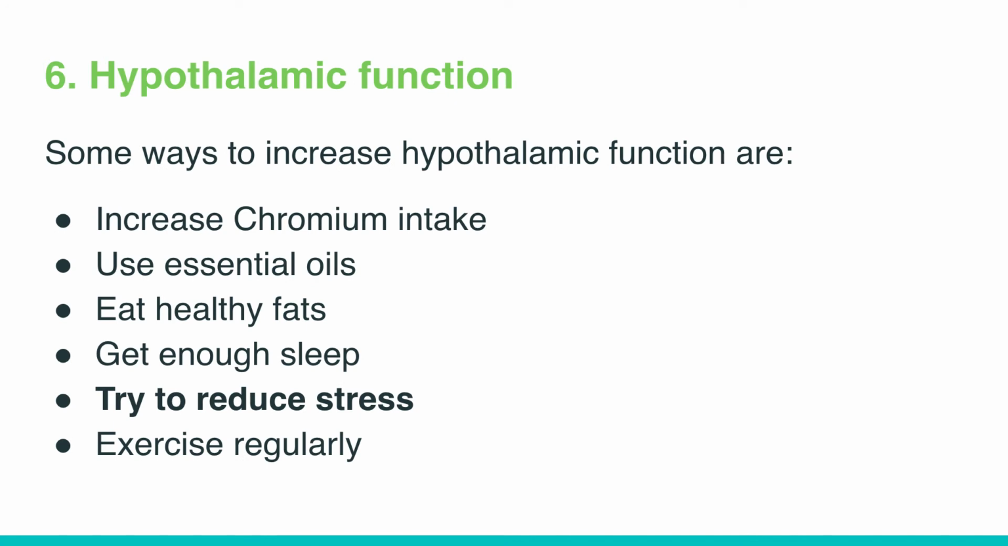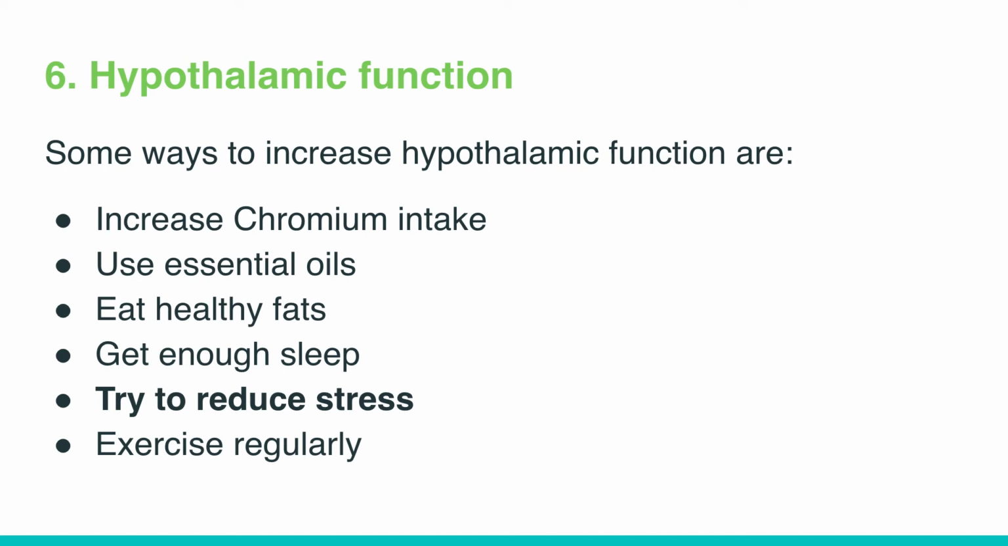So, hypothalamic function. These are some ways to increase your hypothalamic function. Increase your chromium intake. Use essential oils. These have not necessarily been proven, but definitely shown. Some people have shown increased function of their hypothalamus and other brain parts with the use of essential oils. Eating healthy fats and getting enough sleep, that's extremely important. People don't really think about why we sleep, but it's to let our brain rest and kind of flush out everything like we talked about in class. It's just a resting period, a reset start period.